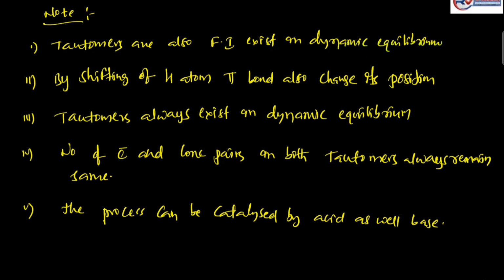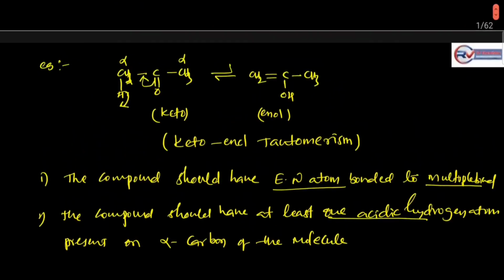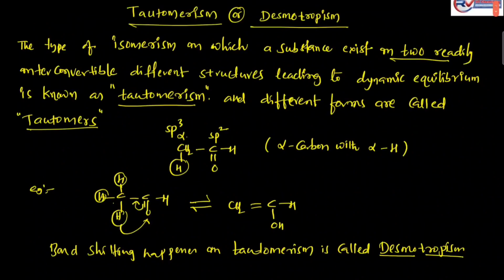Let's move on. Once again, let's see the tautomerism definition. Tautomerism means the forms are readily interconvertible, with different structures but the same molecular formula. These different forms are called tautomers. Here the migration of a hydrogen atom from the alpha carbon to the oxygen atom takes place, and this bond shifting leads to two forms that are isomers. These isomers are called tautomers, and the phenomenon is tautomerism, also known as desmotropism.